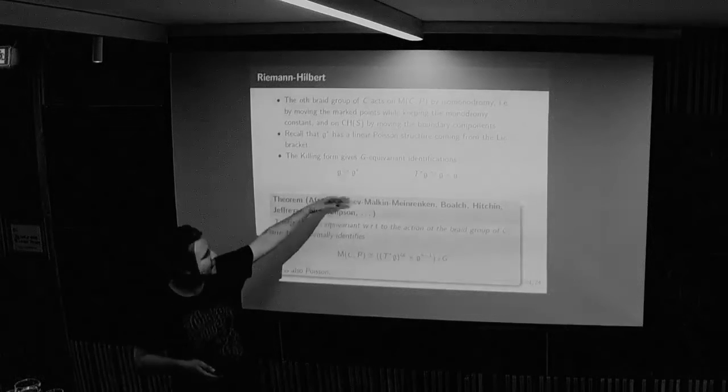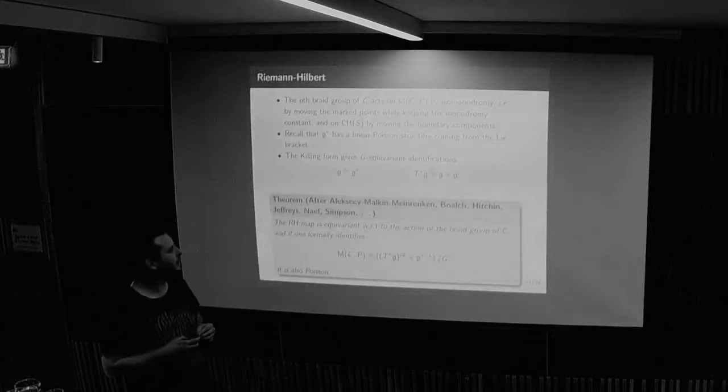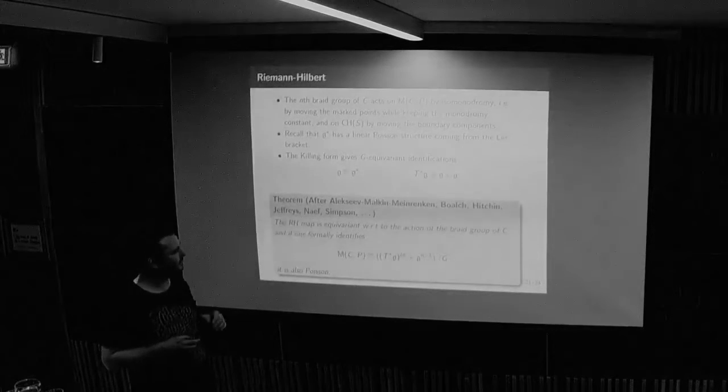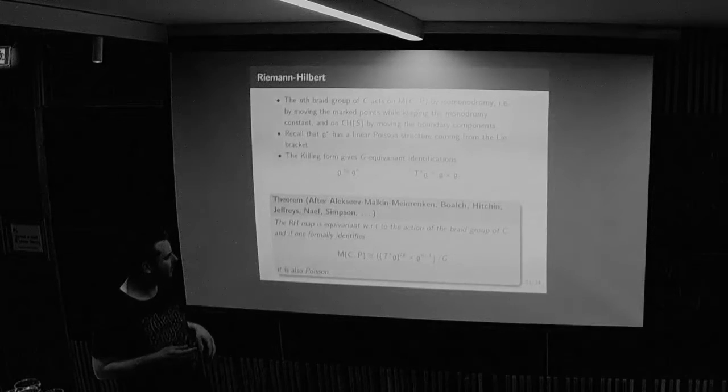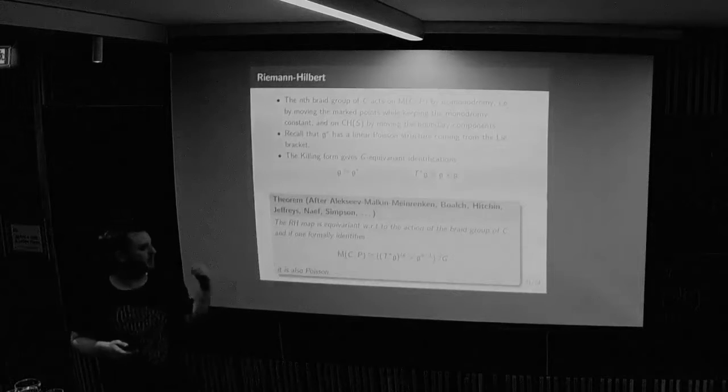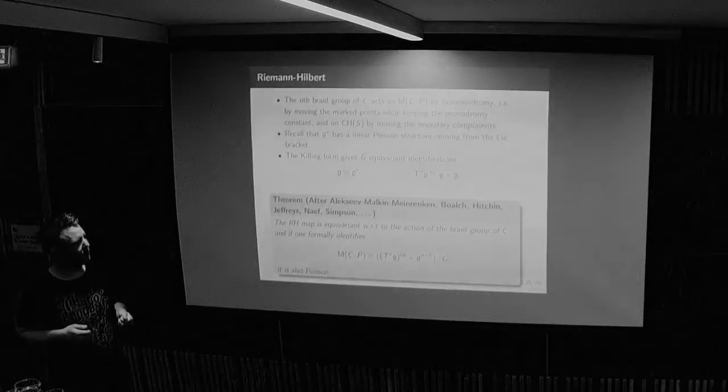Some version is also due to Alekseev, Malkin, and Meinrenken, and then there are results due to Boalch, Etingof, Naef, Simpson, and probably many others. It tells you, first of all, that the Riemann-Hilbert correspondence is equivariant with respect to the action of the braid group.